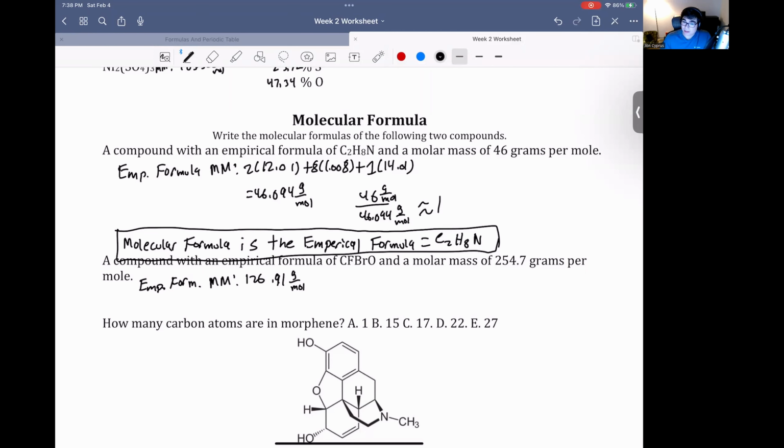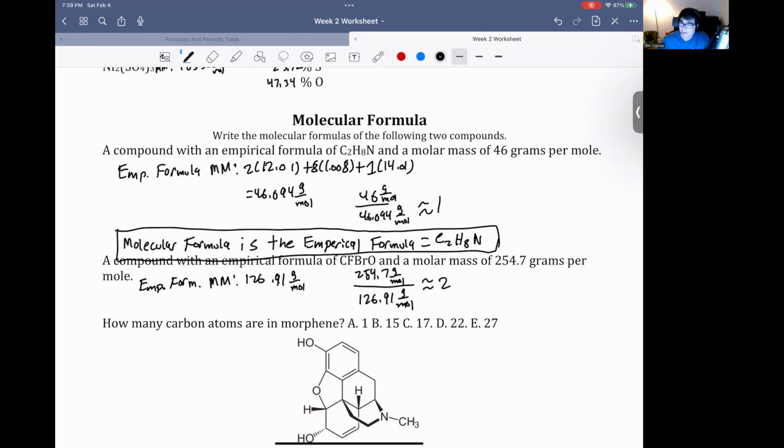Now I'm going to take my molecular formula mass, 254.7 grams per mole, and I'm going to divide that by 126.91 grams per mole. 254.7 divided by 126.91, right? We end up getting about 2. Just want to give you the decimals at the end. It's 2.006. You should be very, very close. This is within thousandths of the integer. So this is about 2.